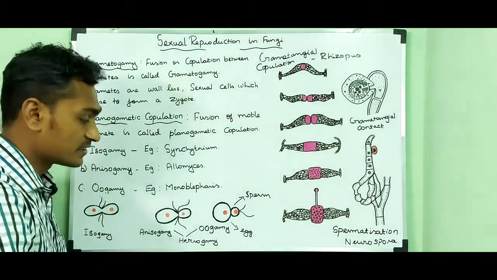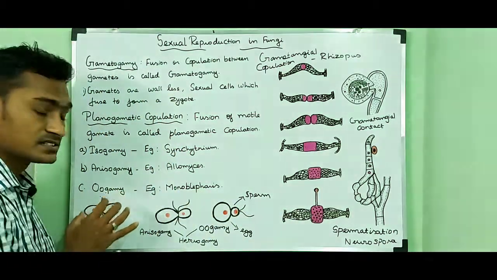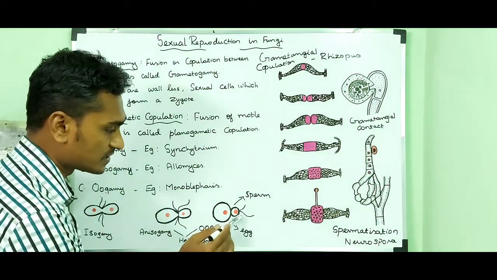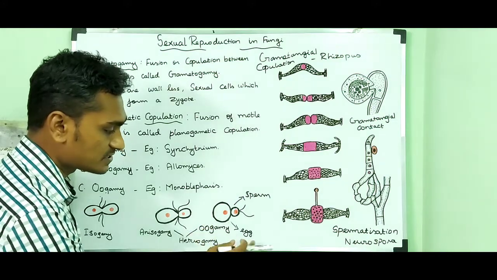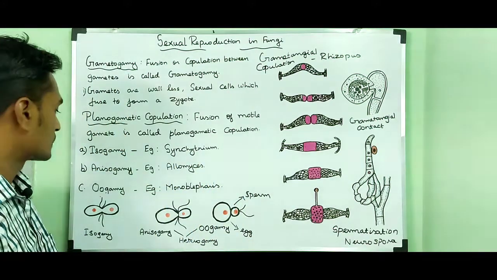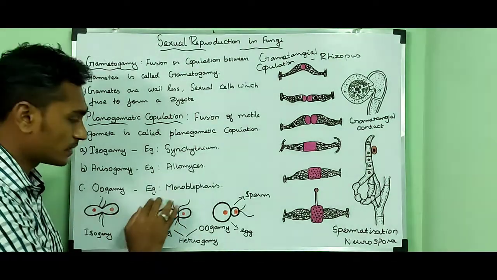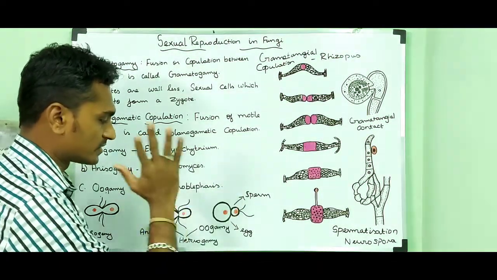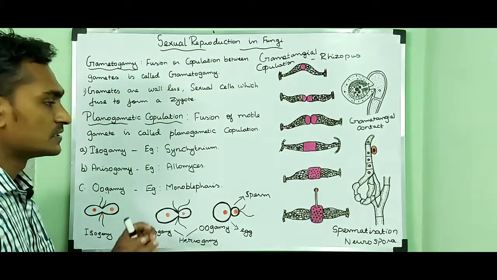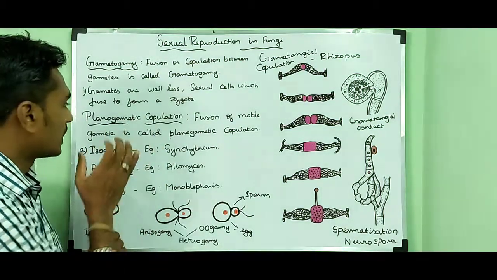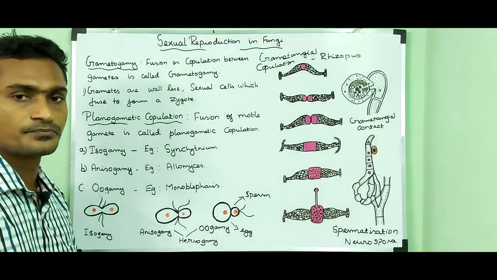That is why it is an advanced type. Oogamy means an advanced type of fusion. The male gamete is considered sperm and the female gamete is considered egg. For anisogamy, the example is allomyces. For oogamy, the example is monoblepharis. So that's all about gametogamy and planogametic copulation.